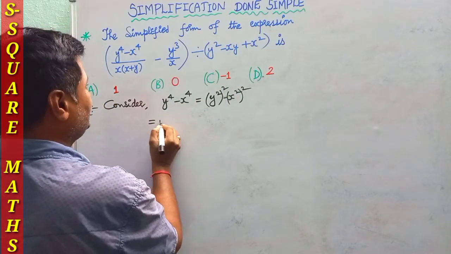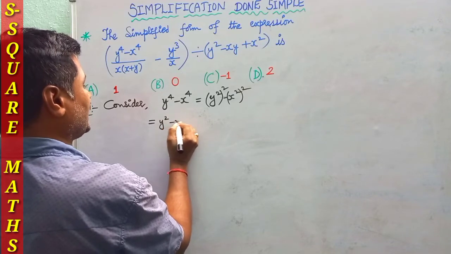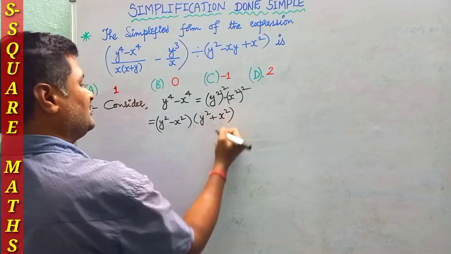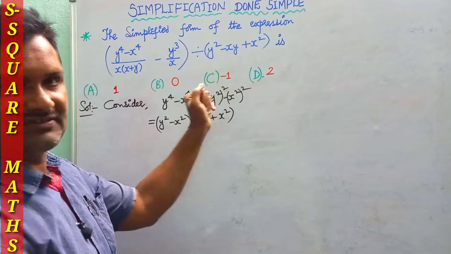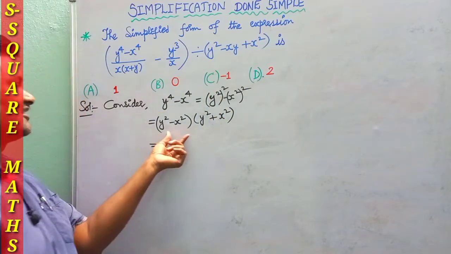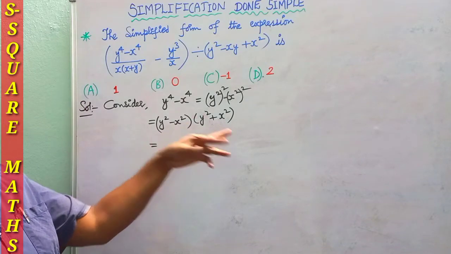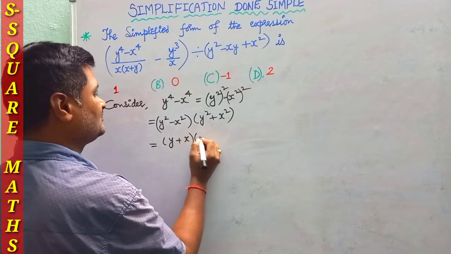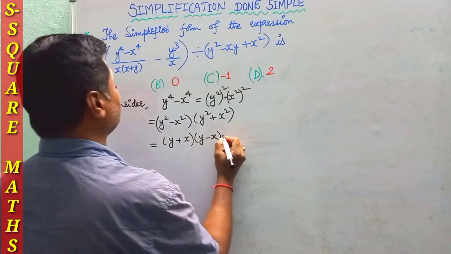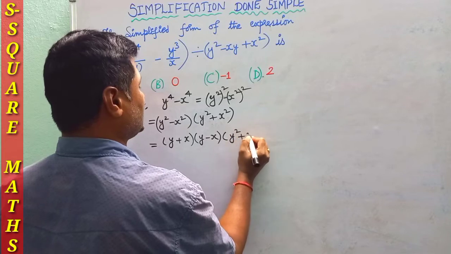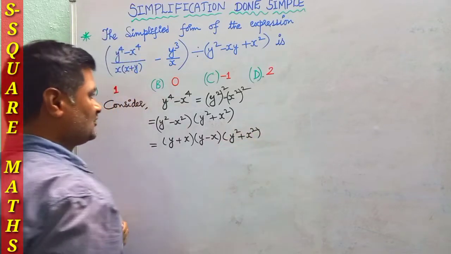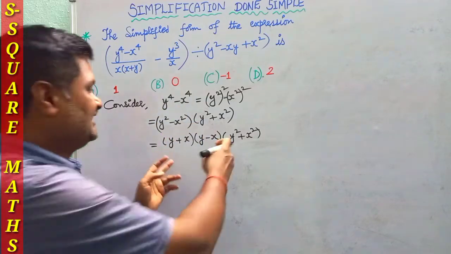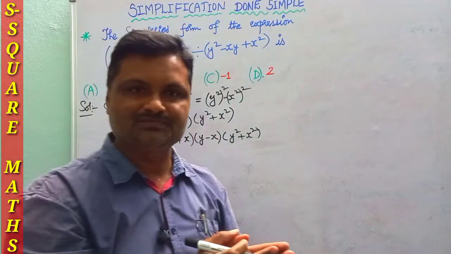Now I can write y square minus x square into y square plus x square, where a is y square and b is x square. Next, again this takes the form a square minus b square, a plus b into a minus b. So y plus x into y minus x into y square plus x square is the final simplification of y power 4 minus x power 4. This we are going to substitute.